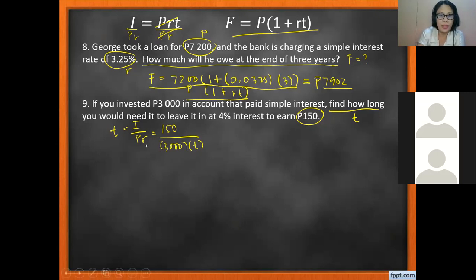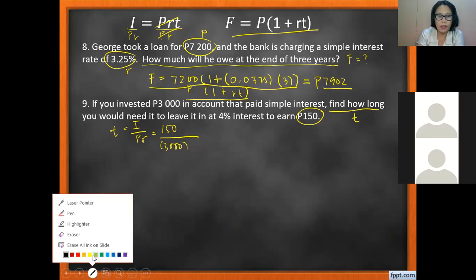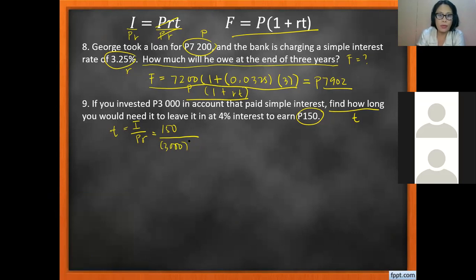I'm sorry, again, it's R. There should only be one unknown variable for us to solve the problem. And R is 4% and this is 0.04. Okay? So using your calculator, 150 all over quantity 3,000 times 0.04. And it's 5/4 or 1.25 years. Okay?